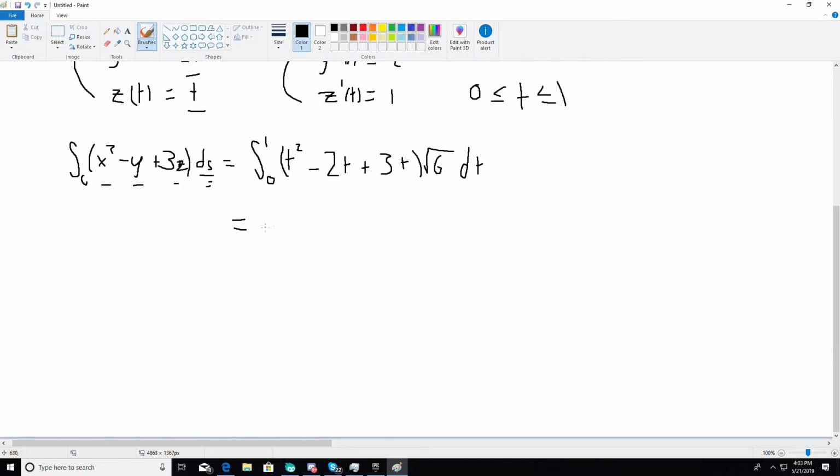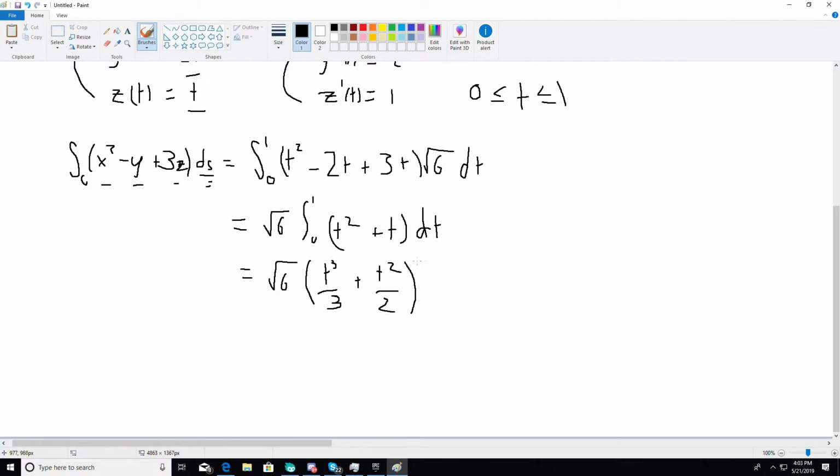So we'd get radical 6 times the integral from 0 to 1 of t squared plus t, that's radical 6 of t cubed over 3 plus t squared over 2, evaluated between 1 and 0. So we'll end up getting 5 rad 6 over 6.